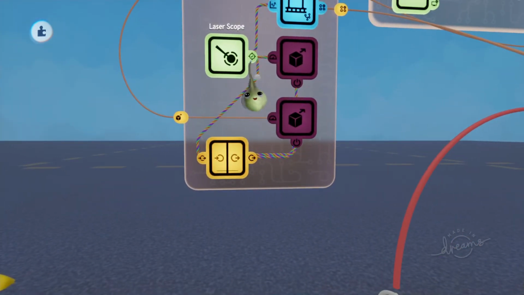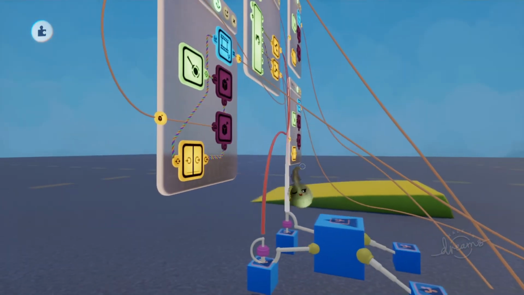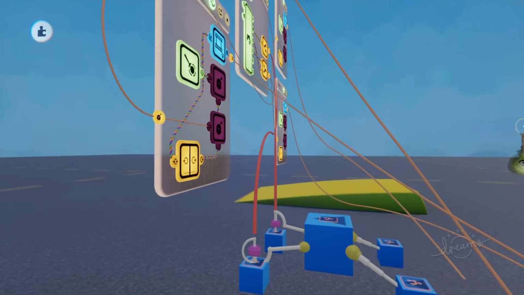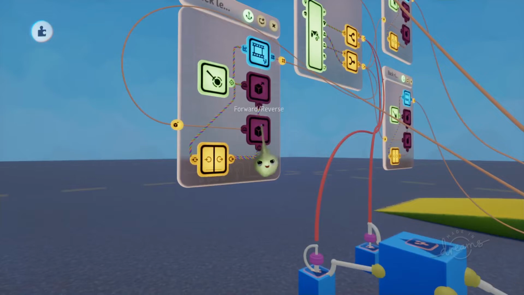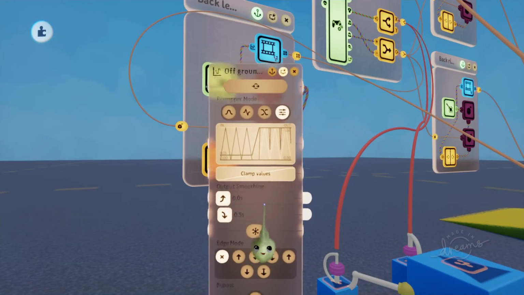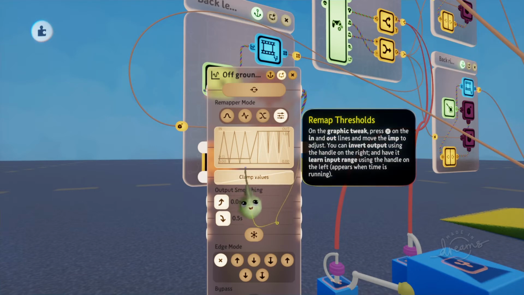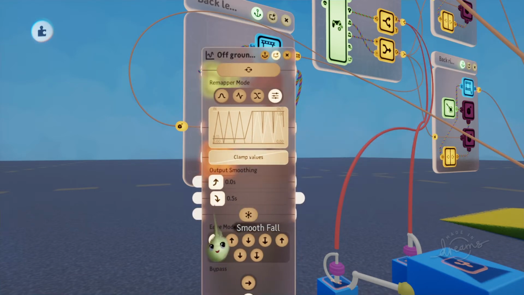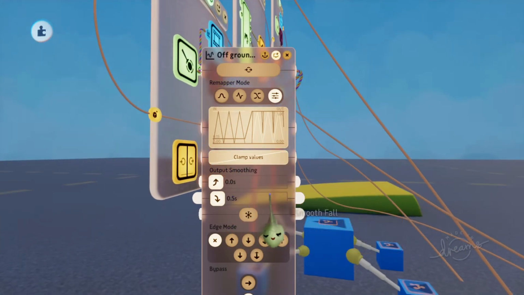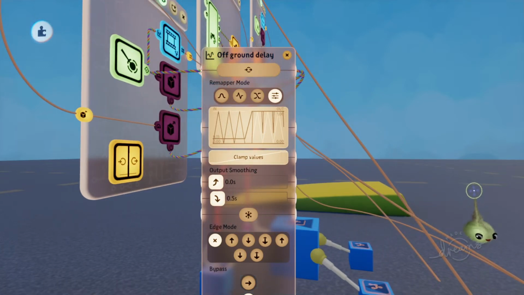These are also connected or being powered by the laser scope. We do that because obviously, if you're going over a jump and you're in the air, you don't want to be driving in the air, so we turn those off. But there's a bit of a roll off here. So as it gets towards the end, it has a smooth roll off, and then a bit of a delay on the fall off as well.